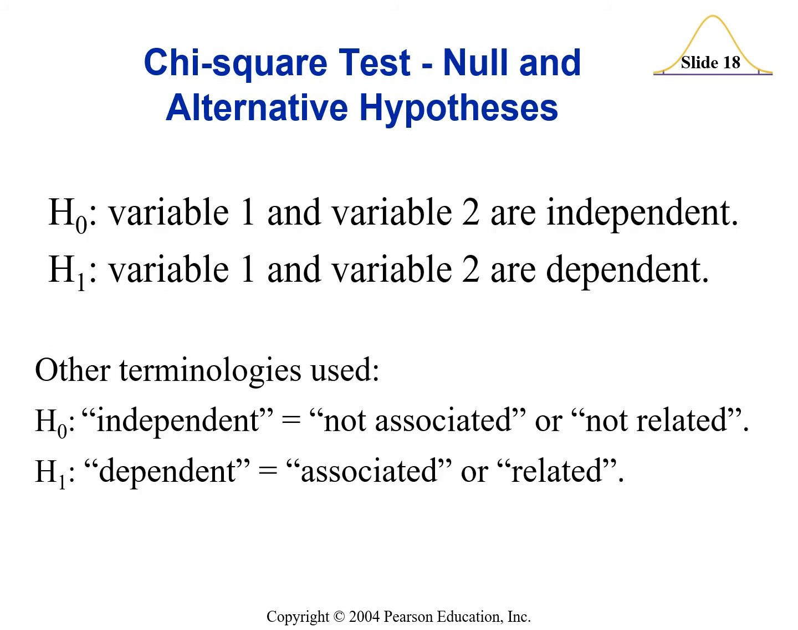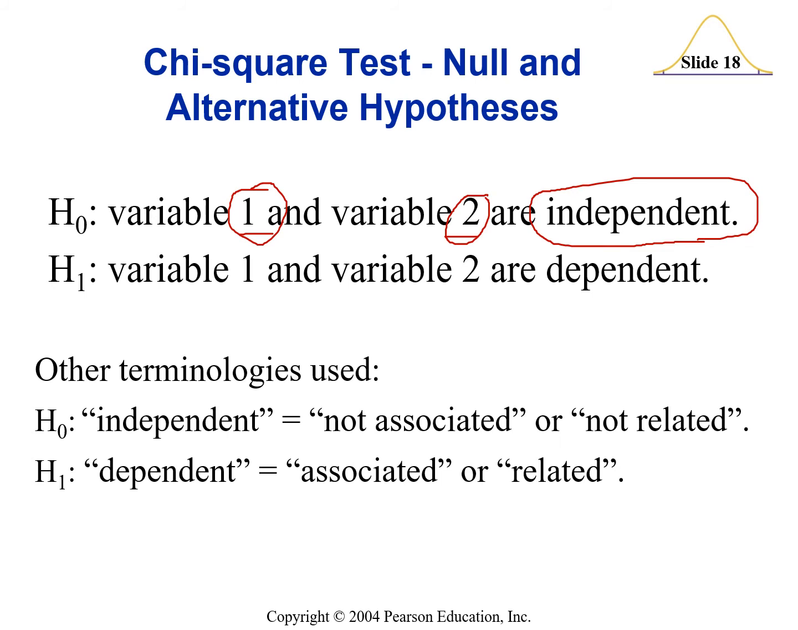Hypothesis of chi-square test, null and alternative hypothesis. This is important. H naught: variable 1 and variable 2 are independent. Variable 1 is the one that represents columns or rows, it doesn't matter, and variable 2 is the second one. They are independent. This is very important. In H naught, we assume, we claim, we state that there is no relation. Both variables are independent.